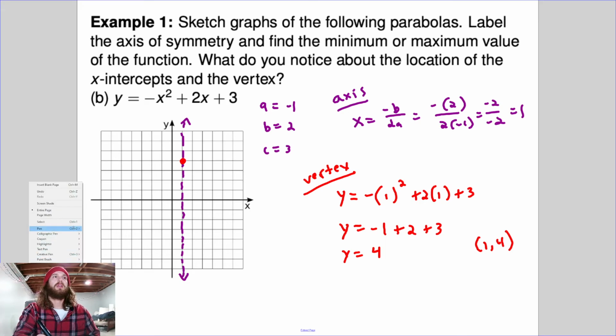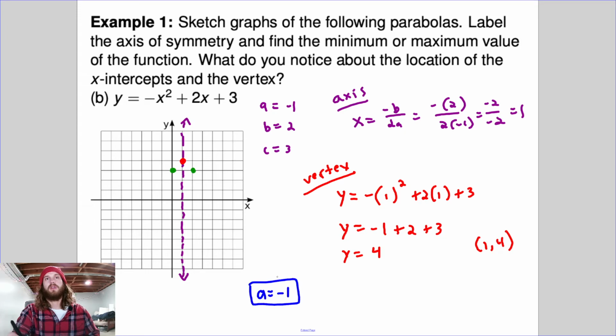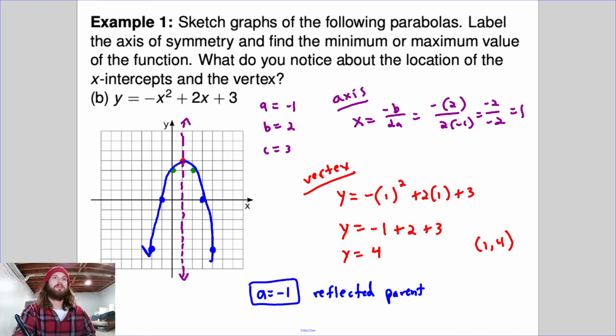Okay. Similarly, C is our y-intercept, so it's got to cross right there. We can reflect that point. And I know that A is -1, which means this is the reflected parent function. Reflected parent function, which means I go over 1, down 1, over 2, down 4, reflect over 3, down 2, 4, 6, 8. Cool, so hope you got that right as we're moving forward, because knowing the shape is important.